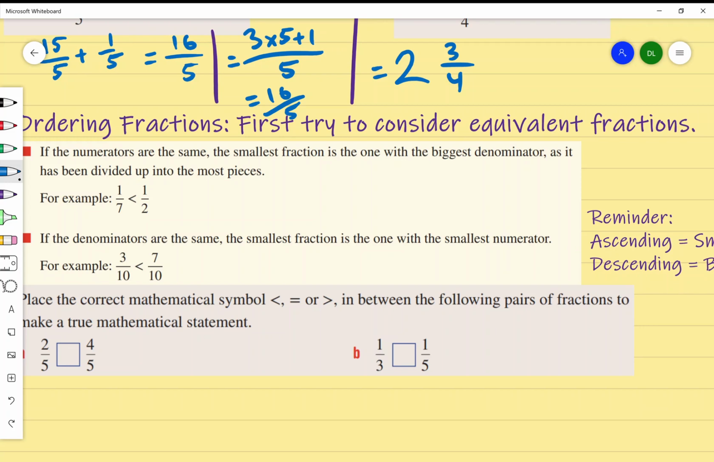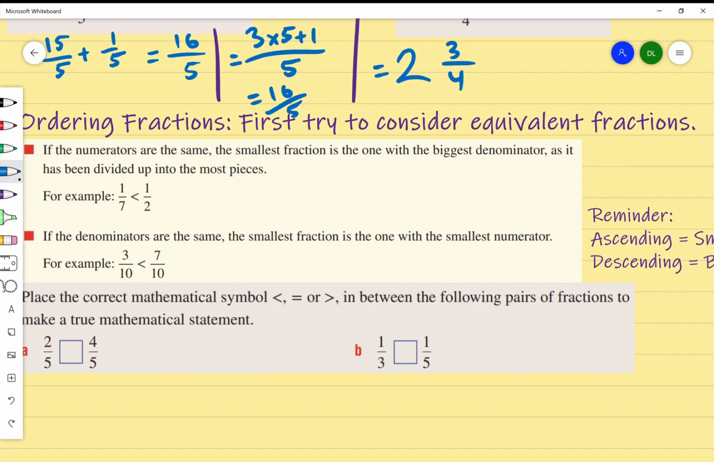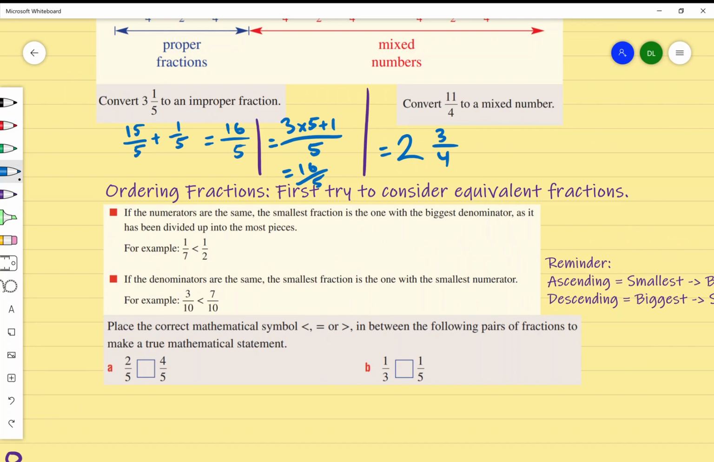So if we're ordering fractions, you first want to try to consider equivalent fractions. What are equivalent fractions again? Lexi? Good. Same value, so the same fraction, but just in a different form.